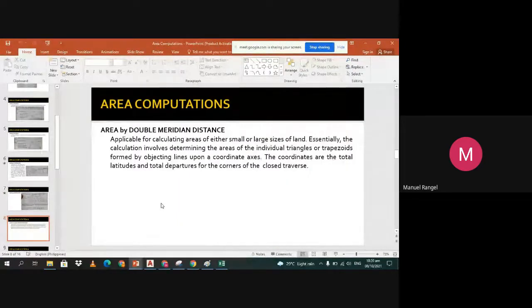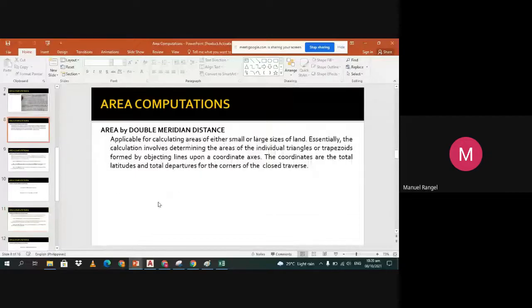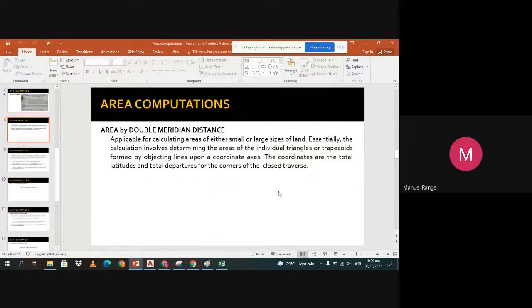Then the most common computation is area by double meridian distance, and the other one is area by double parallel distance. So for DMD, it's applicable for calculating areas of either small or large size of land. Essentially, the calculation involves determining the areas of the individual triangles or trapezoids formed by projecting lines upon a coordinate axis. The coordinates are the total latitudes and total departures for the corners of the closed traverse.